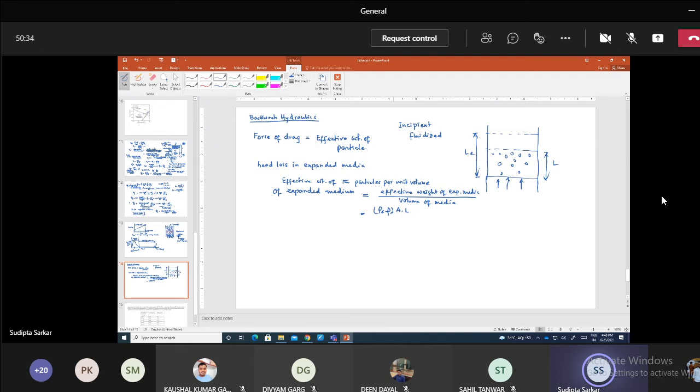And what is the volume of media here? We also have g here. And if epsilon is the porosity of the expanded bed.